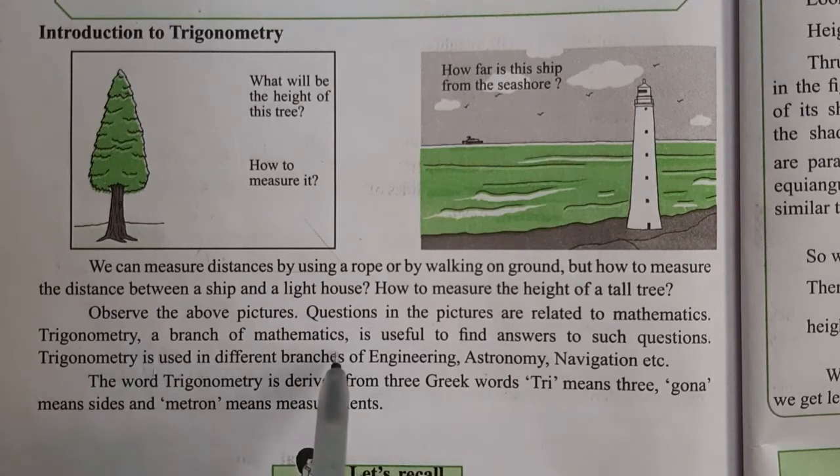Trigonometry, a branch of mathematics, is useful to find the answers to such questions. Trigonometry is used in different branches of engineering, astronomy, navigation, etc. The word trigonometry is derived from three Greek words. Tri means three, gona means side, and metron means measurement. That means trigonometry is used to measure the distance of objects that are very far away from us. Okay, now we will discuss the next part of this chapter.